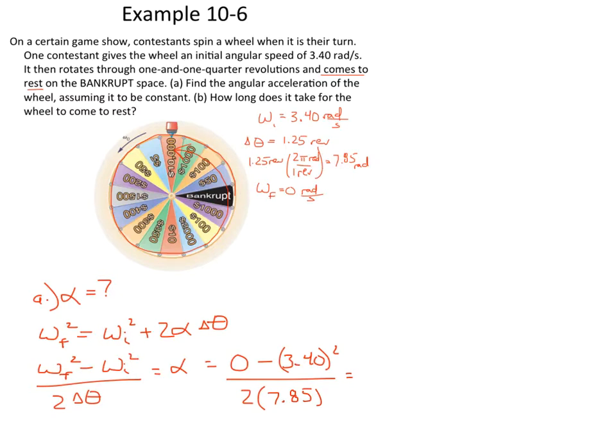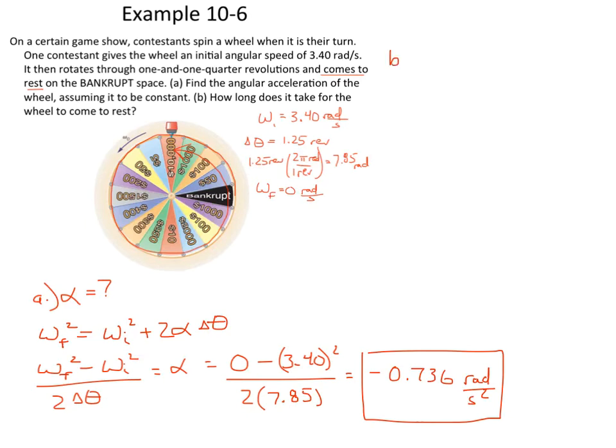This is going to be a deceleration. What do we get? I get negative 0.736 radians per second squared. That is our angular deceleration for this wheel. It's probably caused by friction because it spins on some sort of bearing, but nothing's perfect, so it slows down because of friction.